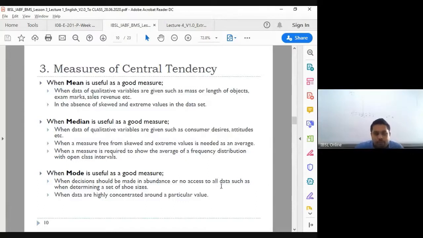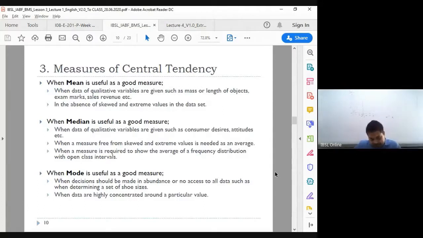Third point, when a measure is required to show the average of a frequency distribution with open class intervals, again and again, this open class interval example could be quoted for the advantages of median and mode. In the interest of time, let's quickly move through the other characteristics of mode. Mode is good when a decision should be made in abundance or with no access to all the data, such as when determining a set of shoe sizes. Let's say, similar to what we discussed in the chairs example, we want to define a shoe size or a t-shirt size or a shirt size.